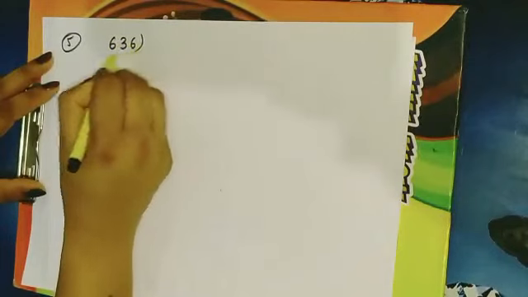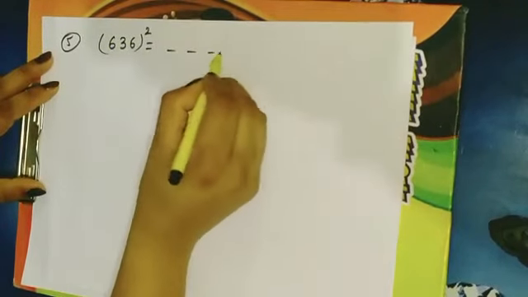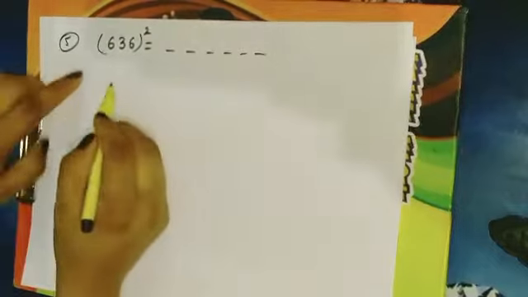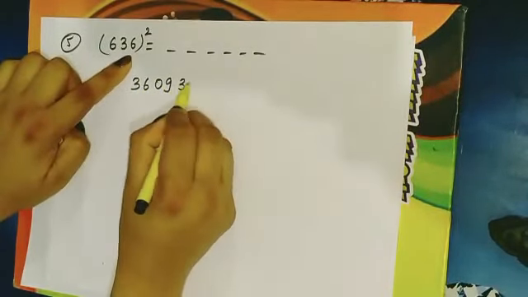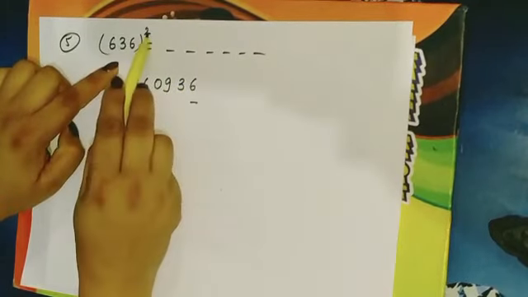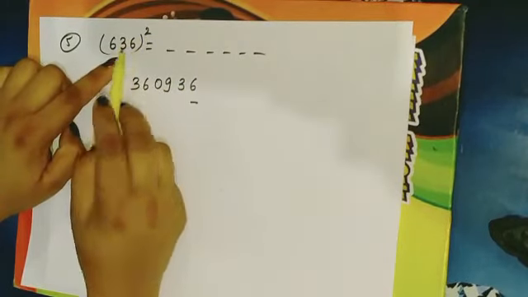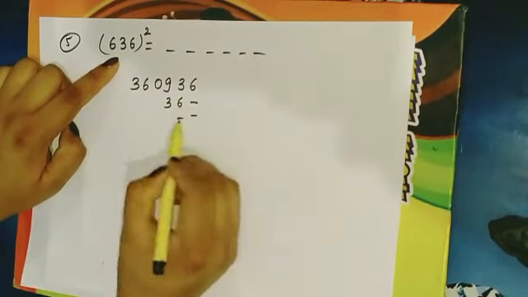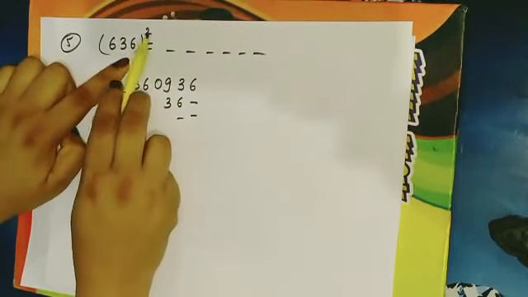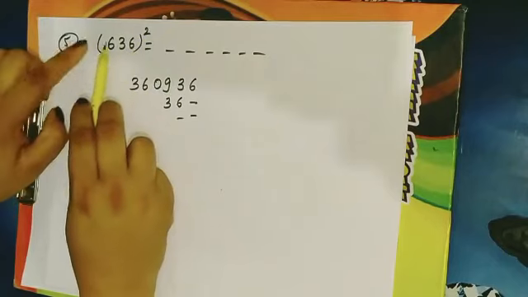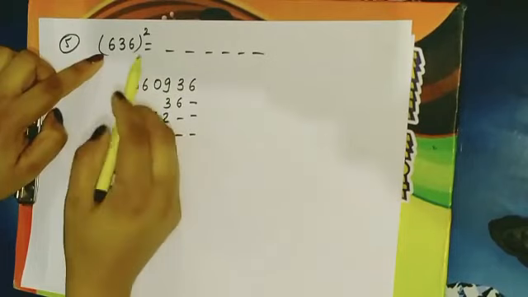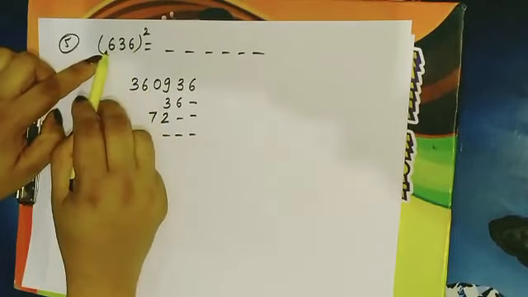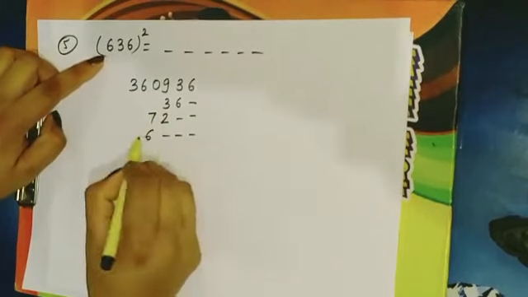Let's take another example. I am taking here 636. Creating 6 spaces over here. Now A square, that is 36. B square 09. C square, that is 36. One space blank. 2BC. 2 cross 3, 6. 6 cross 6, that is 36. 2 spaces blank. 2CA, that is 6 cross 2, that is 12. 12 cross 6, that is 72. 3 spaces blank. 2AB. 2 cross 6, 12. 12 cross 3, 36.